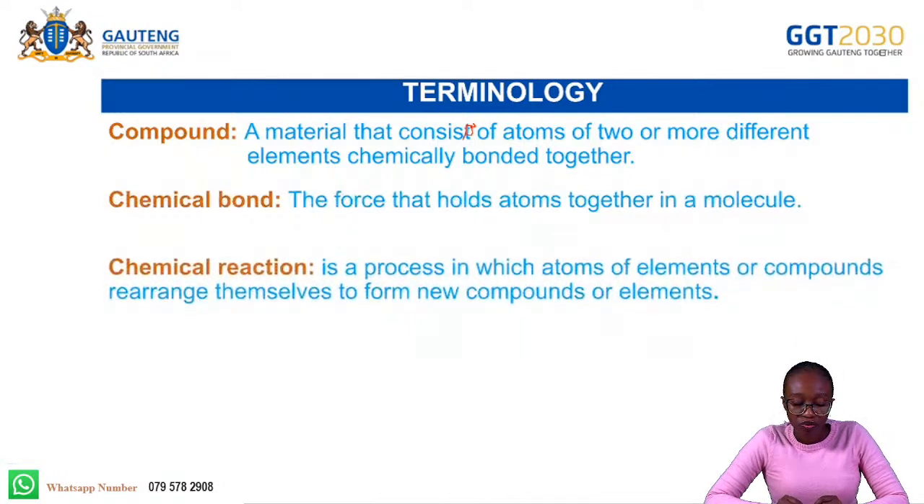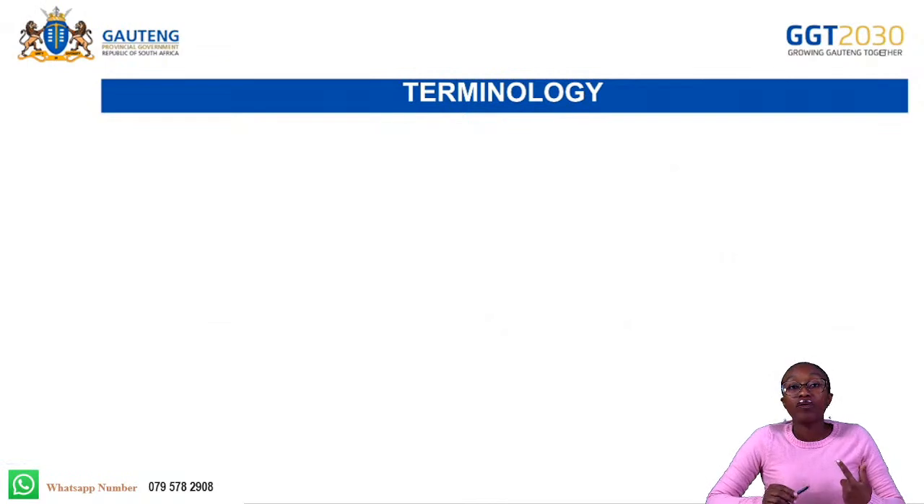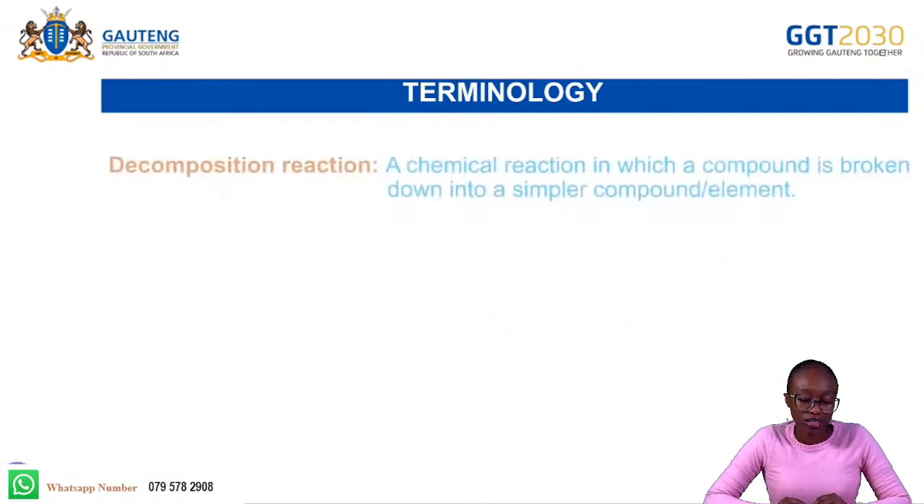And then chemical reaction. Chemical reaction, this is a process in which atoms of elements or compounds rearrange themselves to form new compounds or elements. Now let's go through the second slide with the terms.